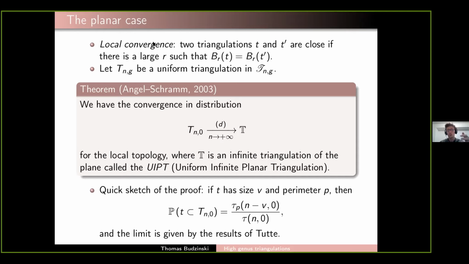So the local topology is a topology in which two triangulations T and T prime are close if there is a large ball around the root. So let me recall that I had a red edge on my picture, which is the root. I can consider the ball of radius r around this root in a triangulation, which is just the set of vertices at graph distance at most r from the root. And I'm going to say that two triangulations T and T prime are close if there is a large ball around the root which coincides in T and in T prime.